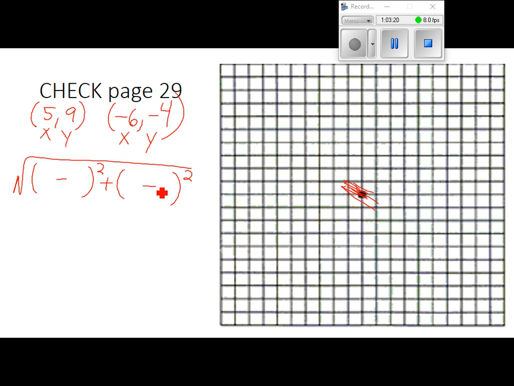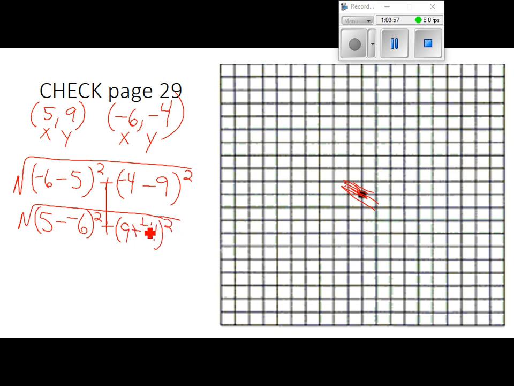What am I going to put in these first two spots? Negative 6 and 5. How about the second two? Negative 4 and 9. Now, I'm hoping that some of you catch on after a while. If you have a negative number as your X or a Y, where's the easiest place to put it? The second one. So if I switch these around and it said 5 minus a negative 6, and I switch these two around and it said 9 minus a negative 4, what's going to happen there? Change to plus. You could type all that right into your calculator, then take the square root of it.